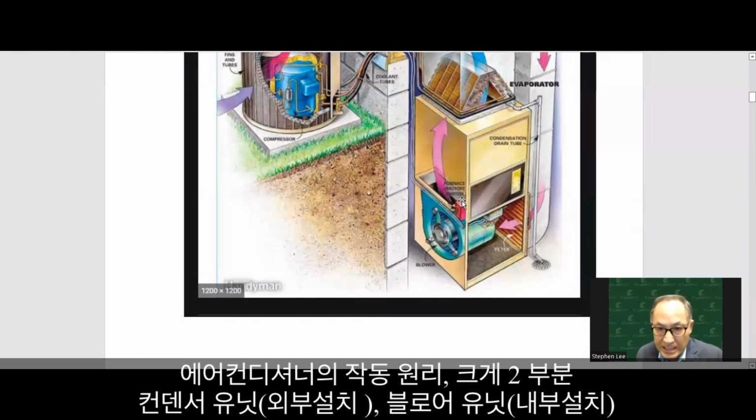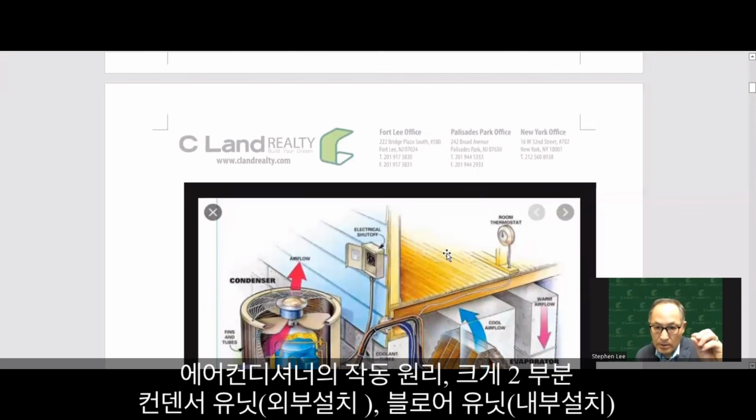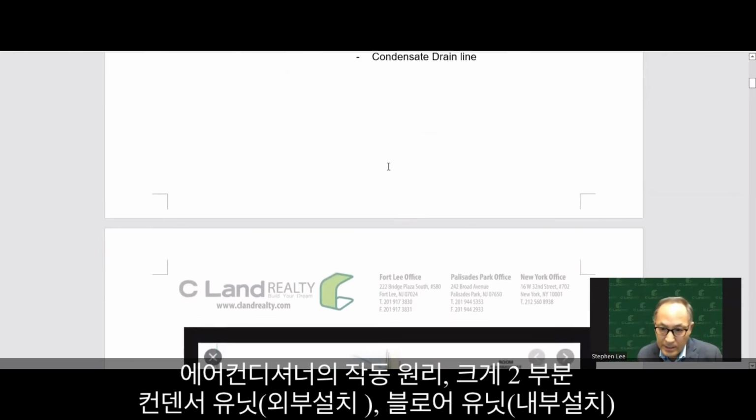Okay, this is basically simply how an air conditioning system works. I hope you can spot it if there is some emergency problem, then at least you can talk to the technician intelligently so that you can save time and save money.